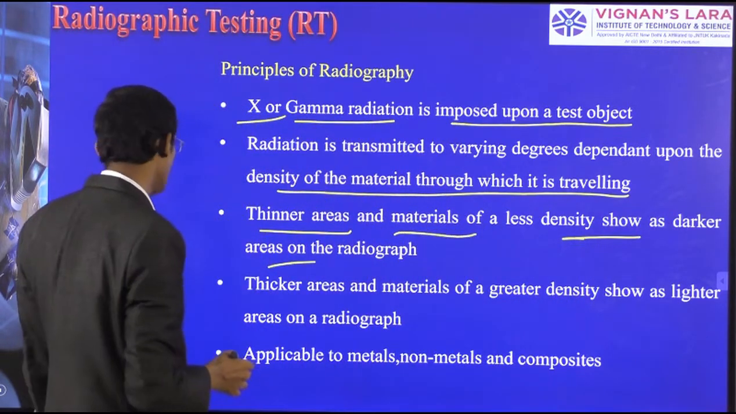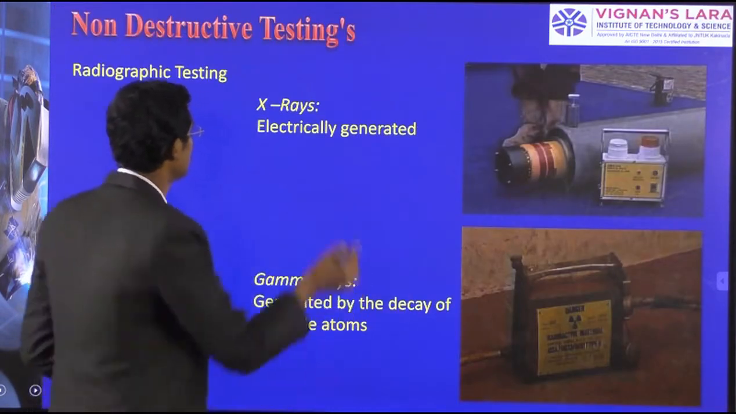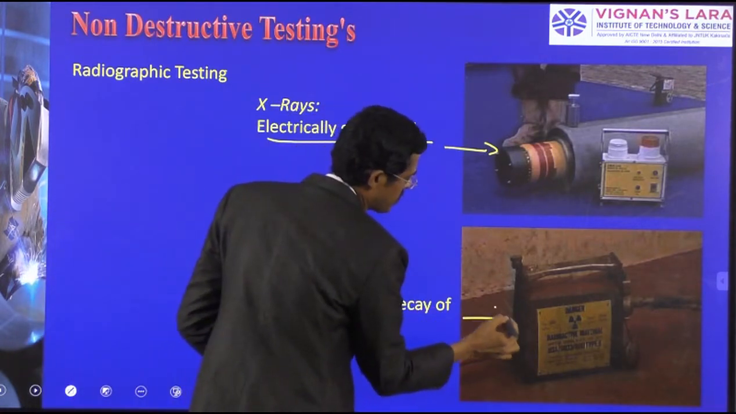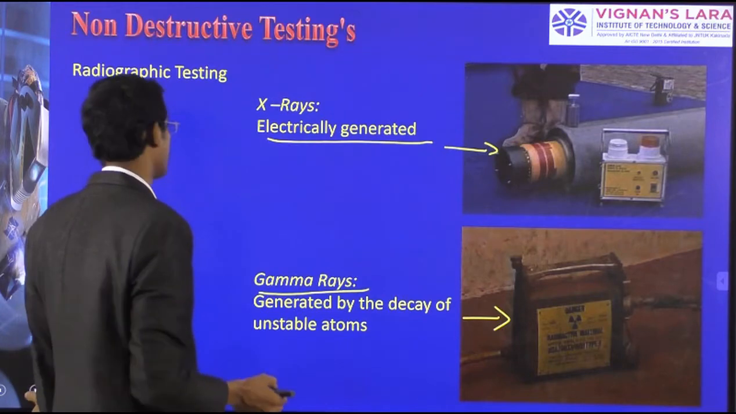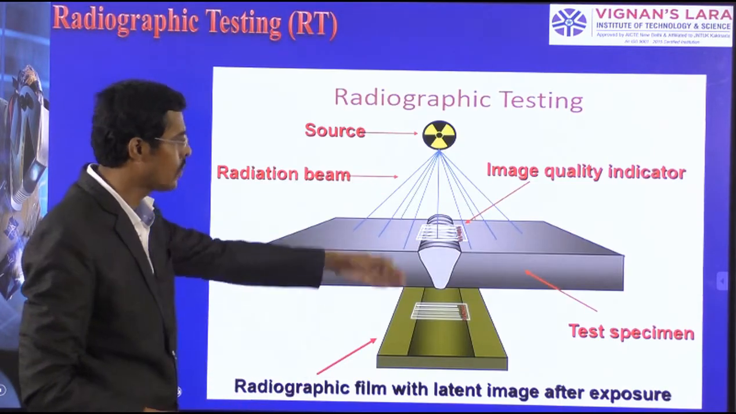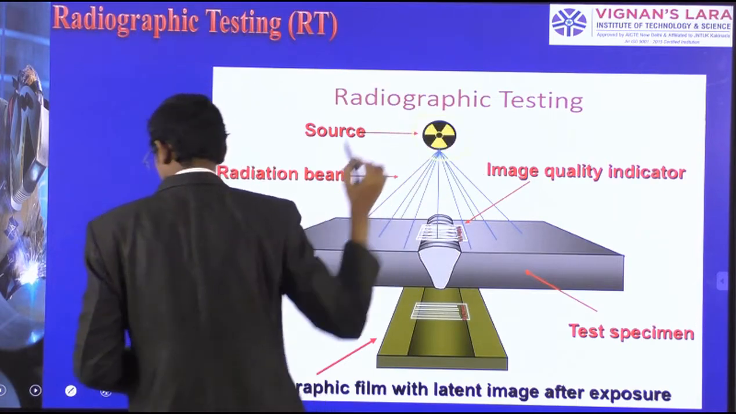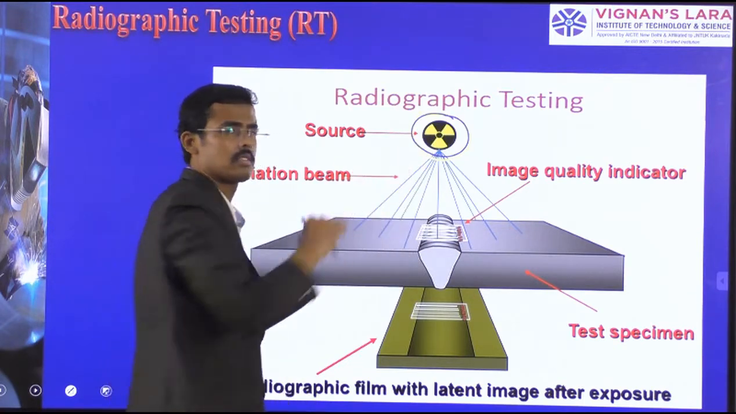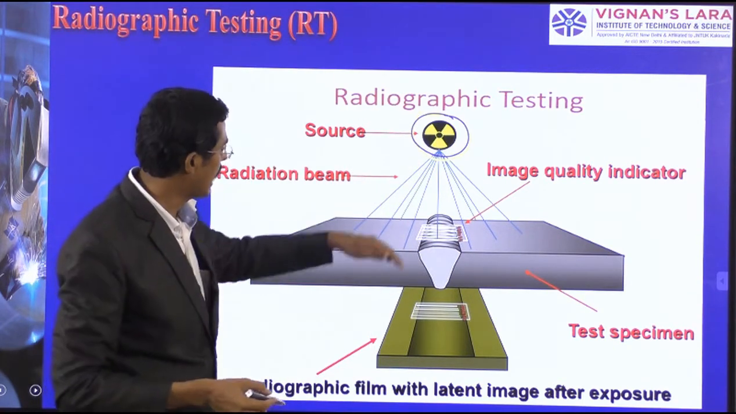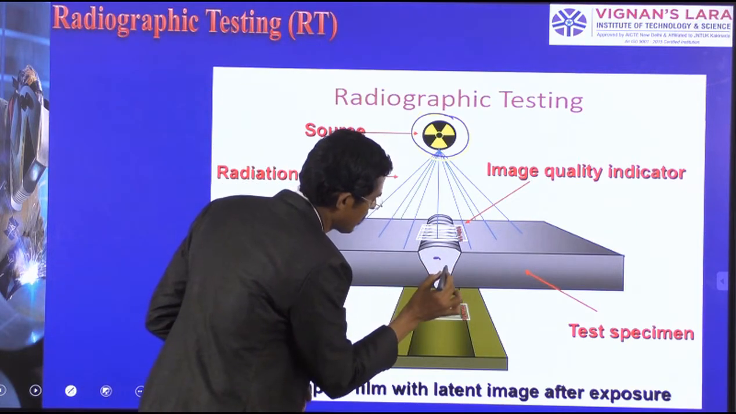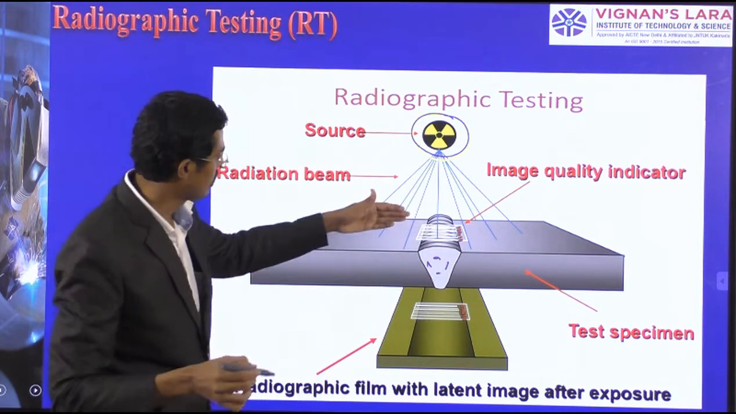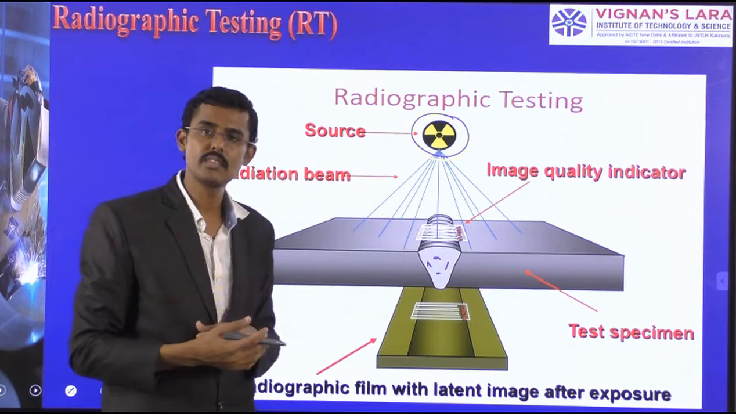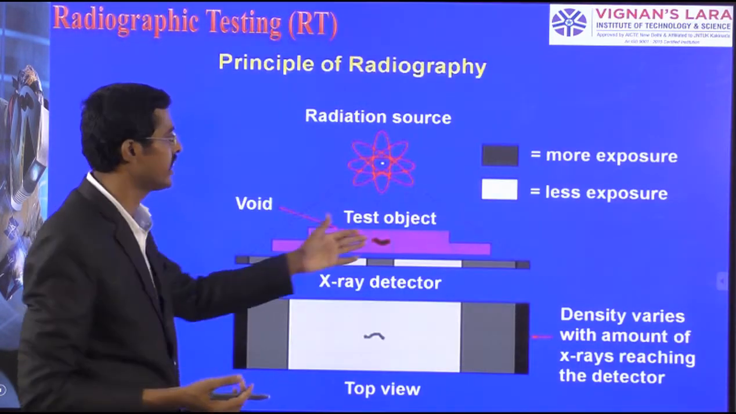Now we'll go to the image. These are a few images of X-ray electrically generated equipment and the gamma ray setups that you are able to see. Likewise, from the source I am sending the X-rays over the specimen, and if the specimen contains defects, the rays will fall over the X-ray film. In such a way we are able to find them. How can we identify? I am identifying this defect in this format.